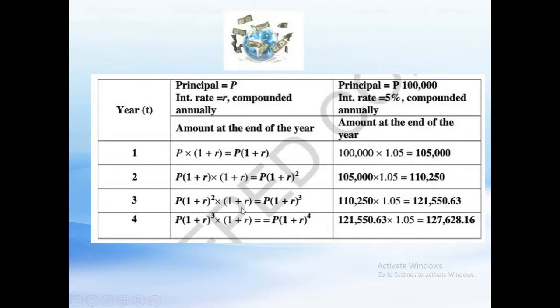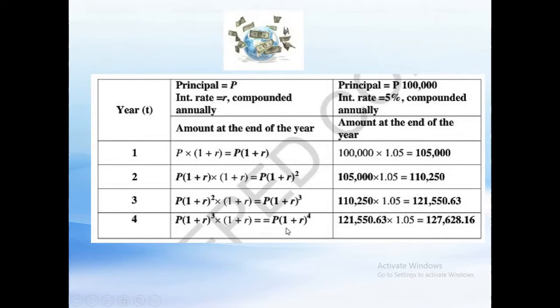On the third year, P multiplied by 1 plus R squared multiplied by 1 plus R. So that would be P multiplied by 1 plus R cubed. So that becomes 110,250 multiplied by 1.05. So the answer is 121,550.63 pesos.